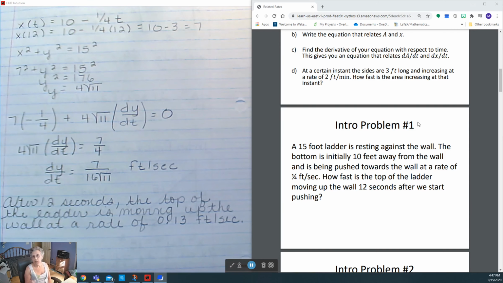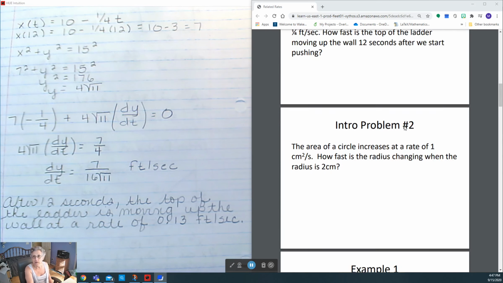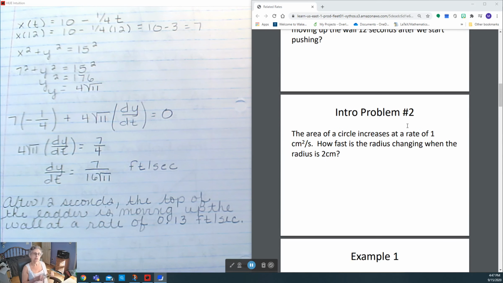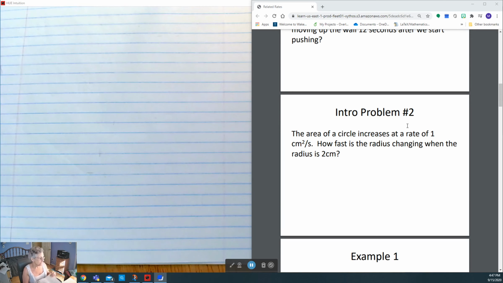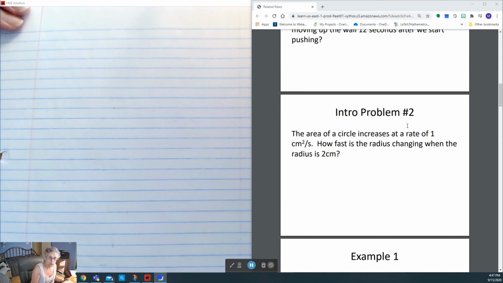Same type of interpretation that you did on the last test. When did it happen? What's moving? What's changing? How is it changing? Don't forget the units. So that one used Pythagoras. Sometimes you are going to need to remember some of your geometry formulas. We did a square, now we're going to do a circle.